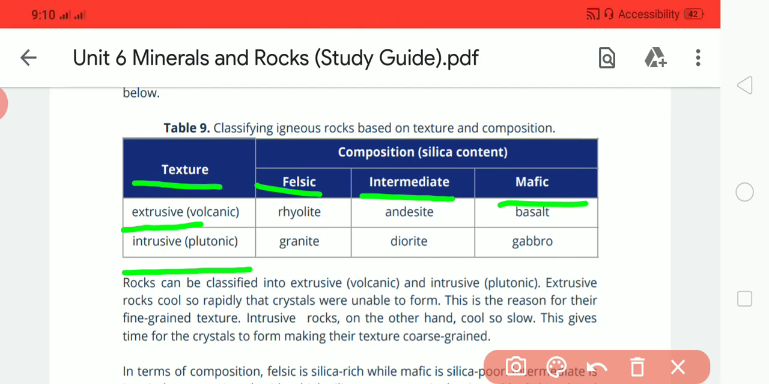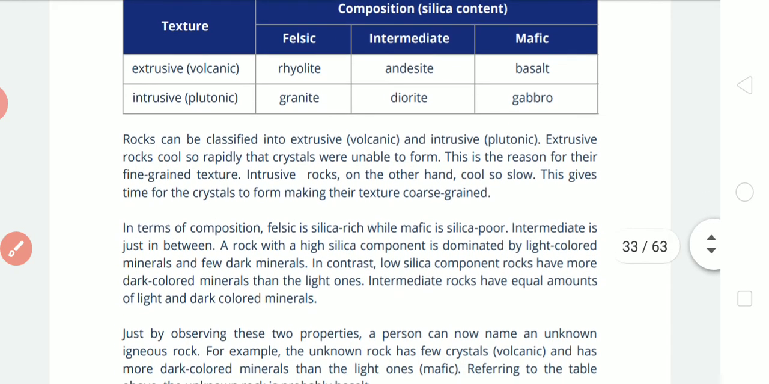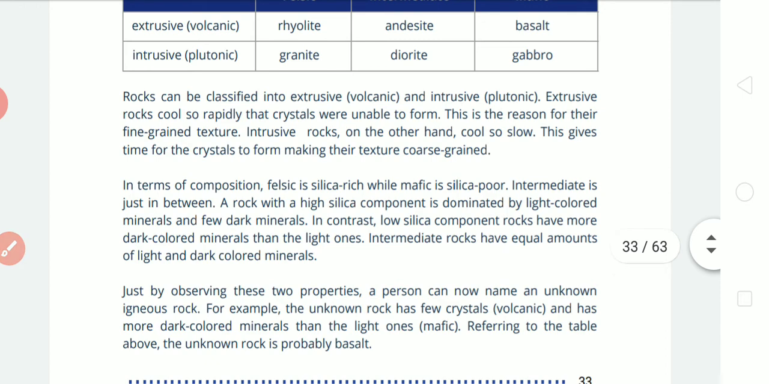Now, if you are able to identify the texture of a certain type of rock, then you are also able to identify the composition, whether it is felsic, intermediate, or mafic. Then you can name the certain type of igneous rock. So it could either be rhyolite, granite, andesite, diorite, basalt, or gabbro. So we have here explanations on how to name a certain igneous rock.